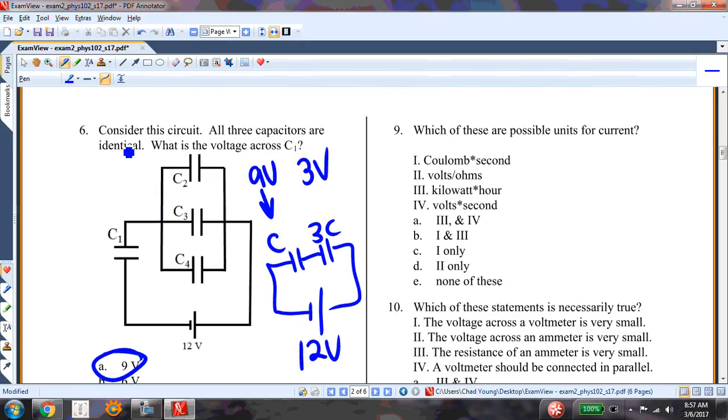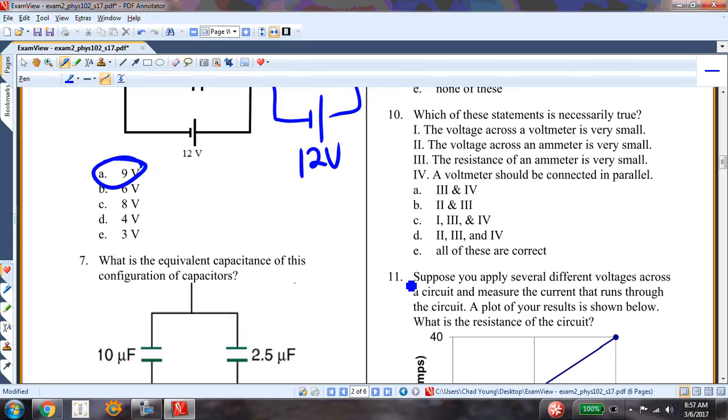Which of these are possible units for current? Okay, not that one, not that one, not that one, but this is a possible unit. I is equal to V over R, volts over ohms, so 2 only. 9 is D. Which of these statements is necessarily true? The voltage across a voltmeter is very small. Not necessarily true. If you're measuring a large voltage, it'll be a large voltage. The voltage across an ammeter is small. That is necessarily true. The resistance of an ammeter is small, and a voltmeter should be connected in parallel. So I have 2, 3, and 4.